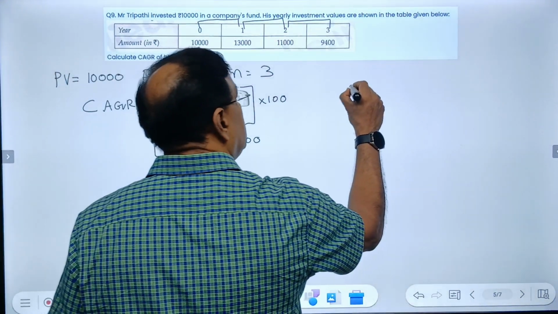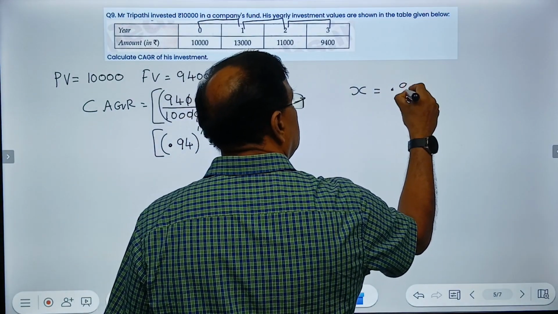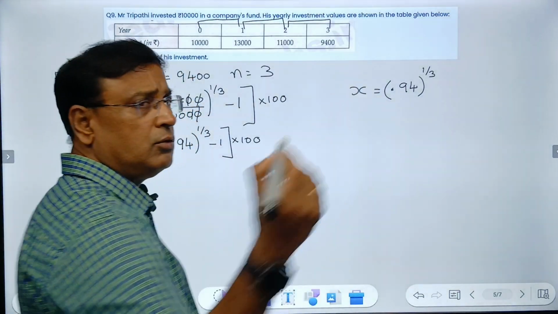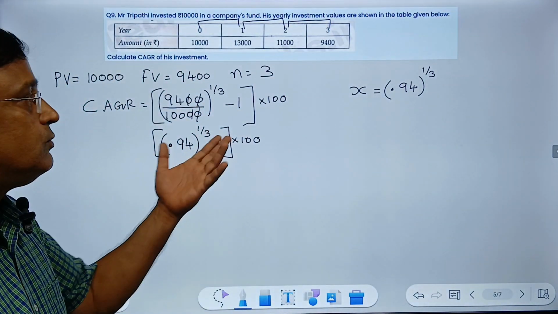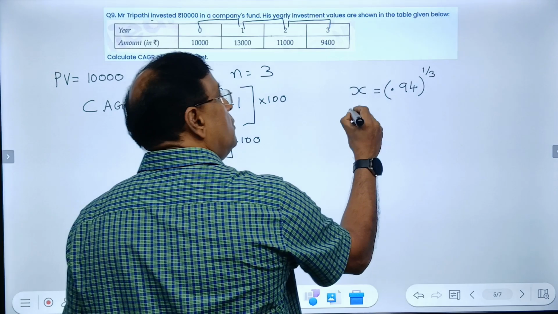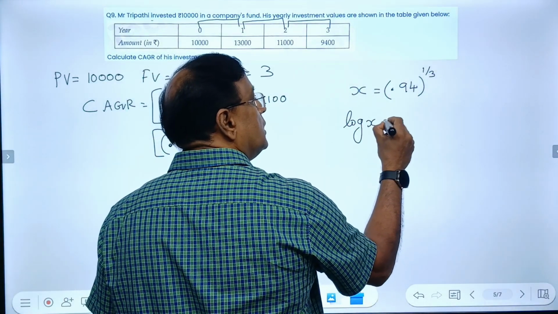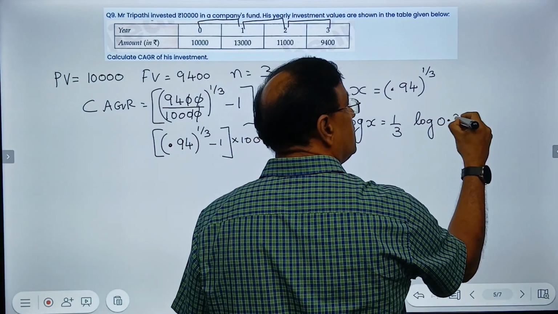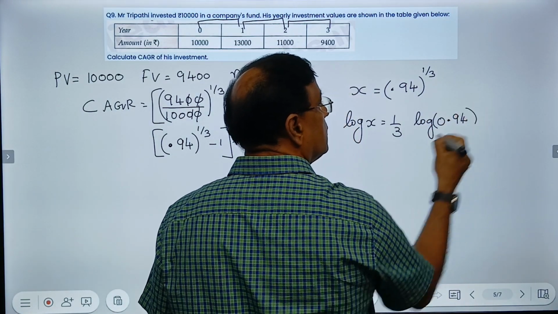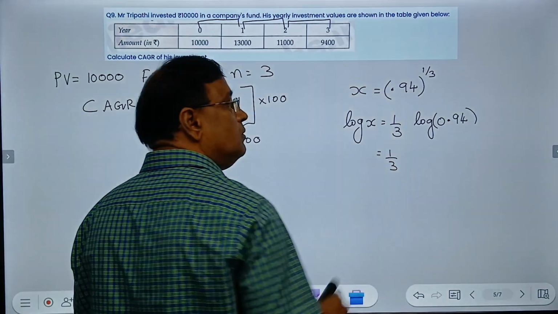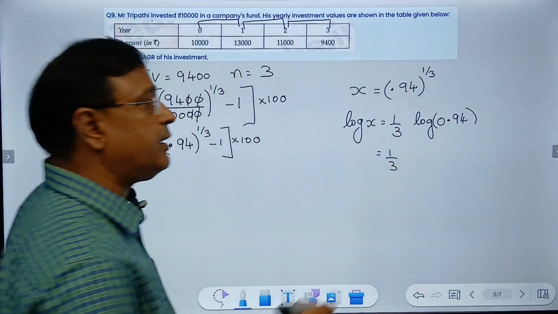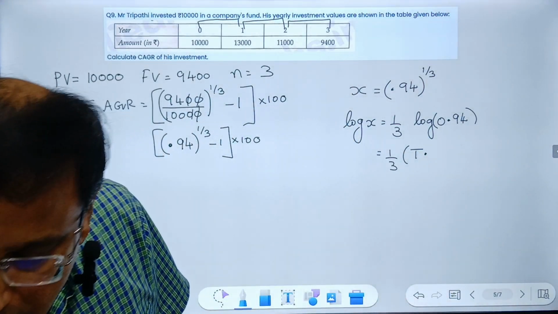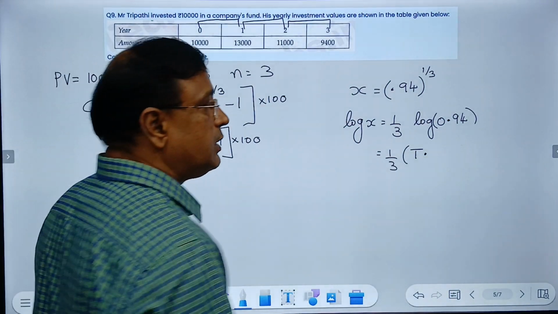Okay, so let me take x as 0.94 power 1 by 3. If they give the value, well and good for you. If they don't give, what should you do? That is why I am doing this. Log x is equal to 1 by 3 log of 0.94. This is 1 by 3 into log of 0.94, the characteristic is bar 1, and log of 94, I am getting log of 94 is 9731.